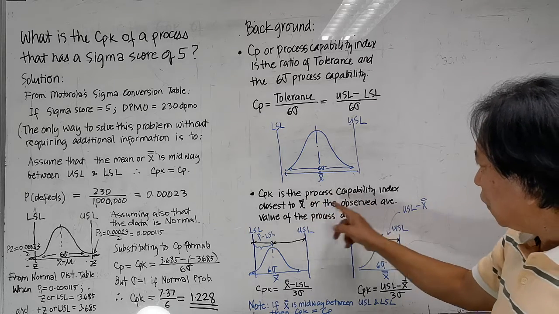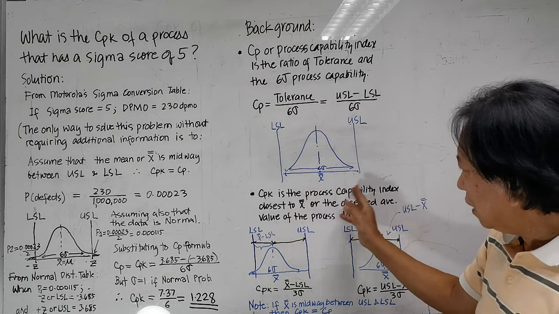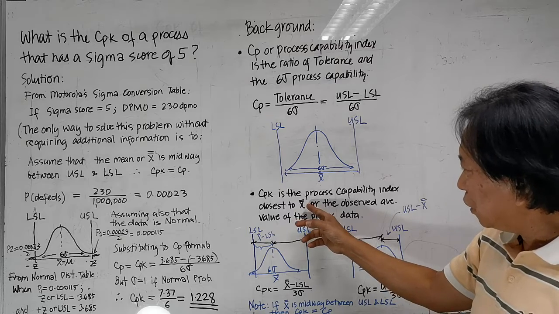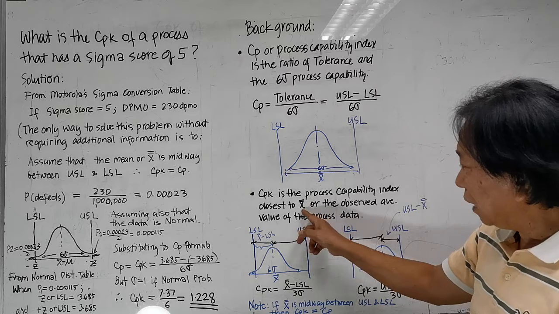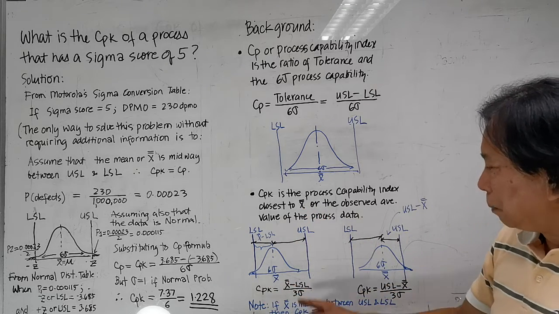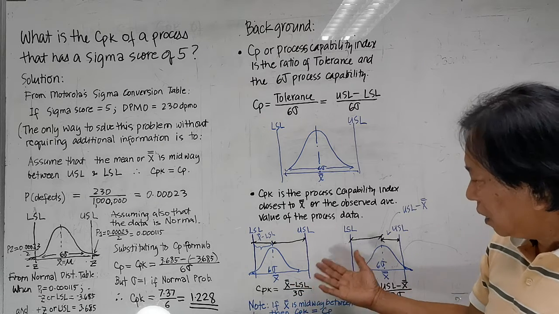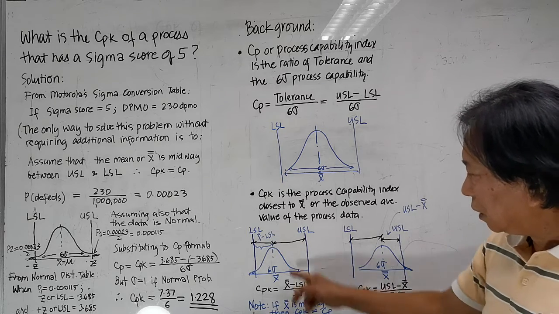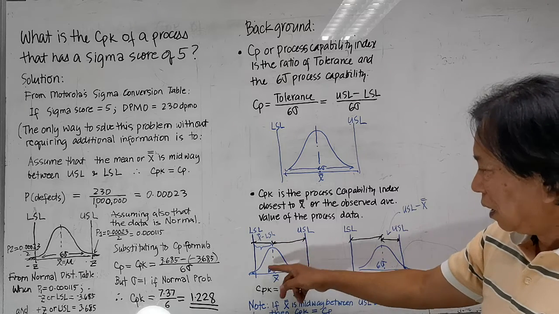So, according to definition, the CPK is the index that you use for the closer value of any specification to X double bar. So in this particular case, CPK will have a formula X double bar minus LSL over 3 sigma. Why 3 sigma? Because you are only analyzing half of the curve.